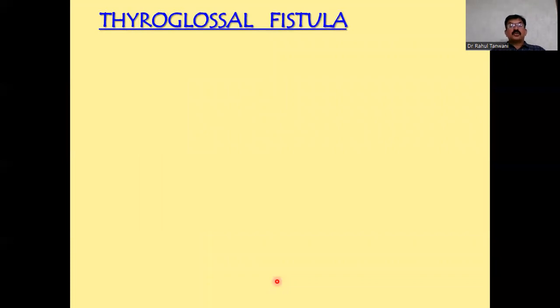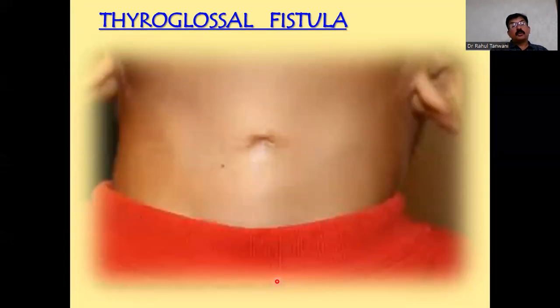Now coming to thyroglossal fistula. We saw that thyroglossal cyst is a congenital problem. It may present in a few weeks or few months or few years. Weeks is usually rare, but it usually presents in a few years. But thyroglossal fistula is not a congenital problem. It is always an acquired problem. Same thing, same location. The only thing is that there was a swelling here, and here there is a small pit, a small opening.